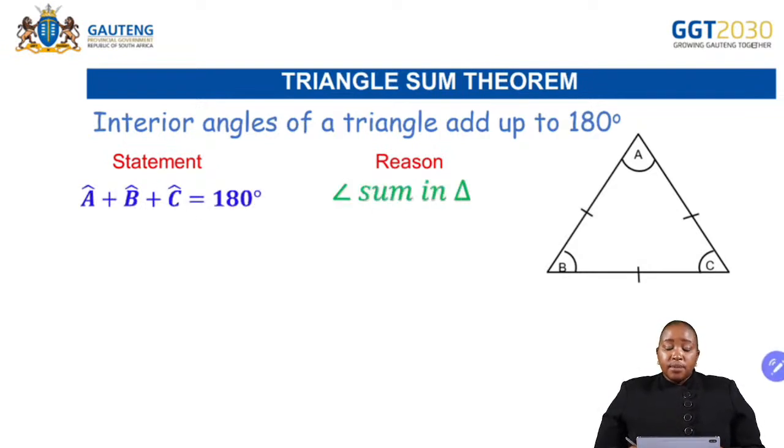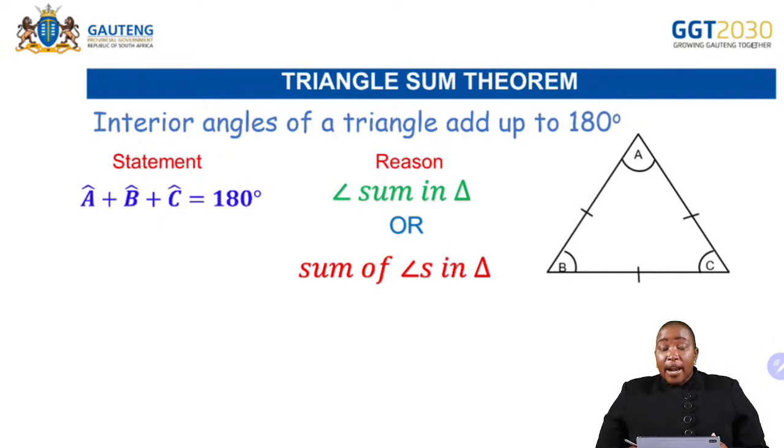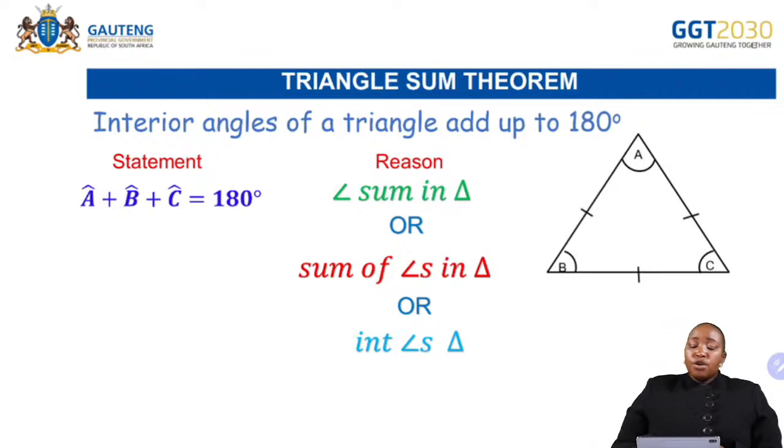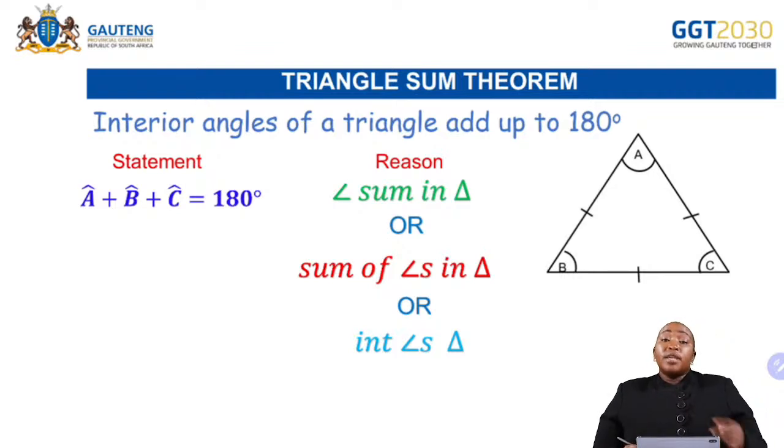And your reason could be angle sum in a triangle, or sum of angles in a triangle, or you can use interior angles of a triangle. So you're welcome to use one of the reasons. You don't have to write all of them. Just choose one that you're comfortable with. And every time you add the interior angles, use your reason. In this lesson, we are going to try and vary the reason so that you can memorize or remember most of them.